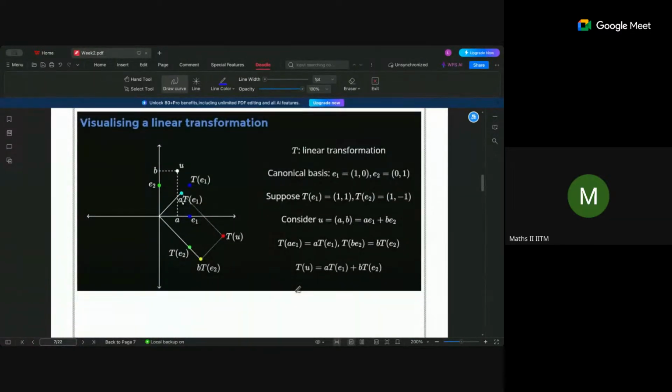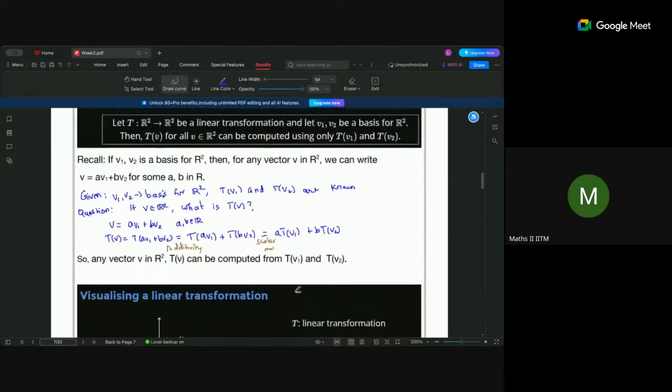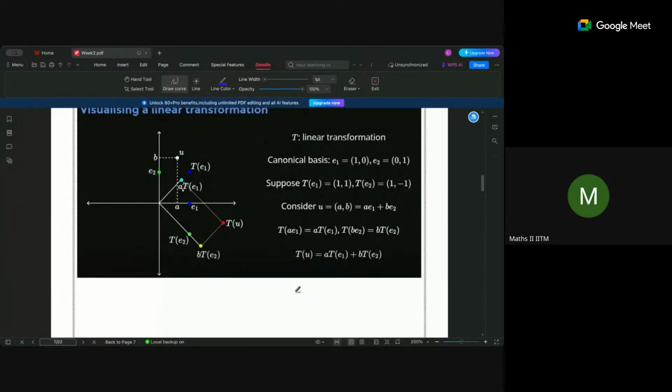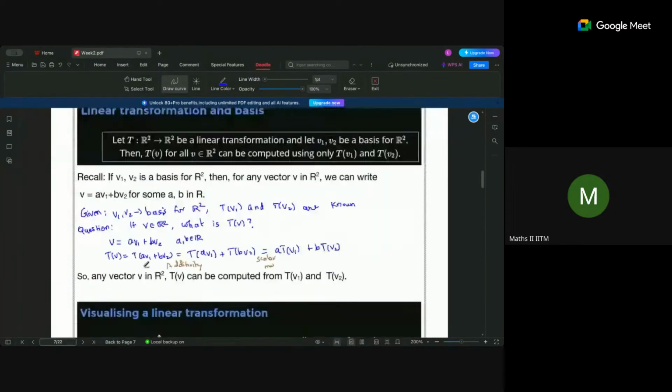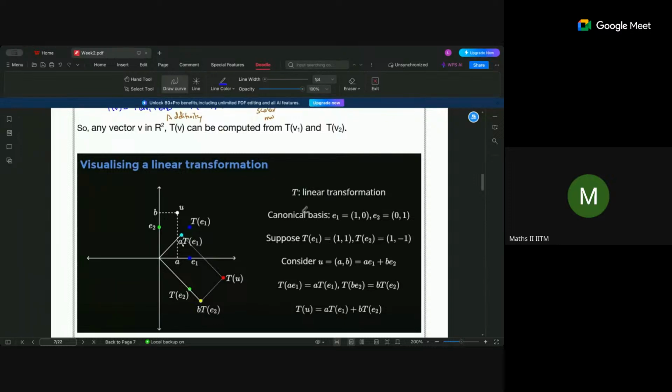Now we are going to visualize whatever we just saw here. For example, we are first going to look at the canonical basis. So instead of just any V1 and V2, I am going to take the canonical basis. This is my V1, V2. Now you are given this information: what TV1 and TV2 are is given to you. Now consider U equal to A comma B.